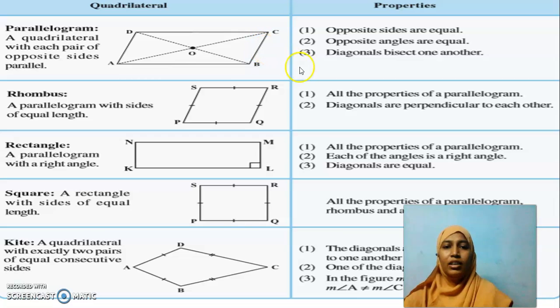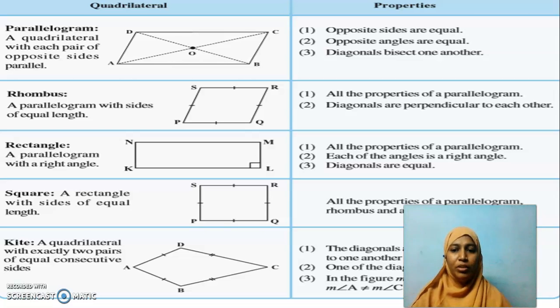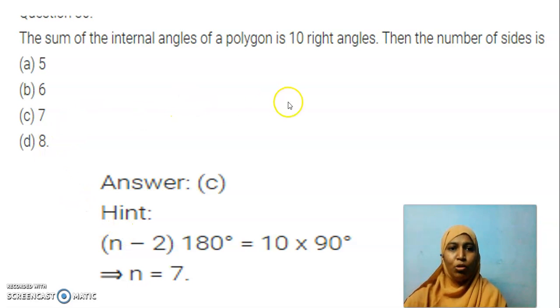And this is the summary of this whole chapter, my dear children. It is in your textbook. Have a thorough knowledge of all the shapes and all their properties and the common properties, everything. Okay. Here is one more question for you.